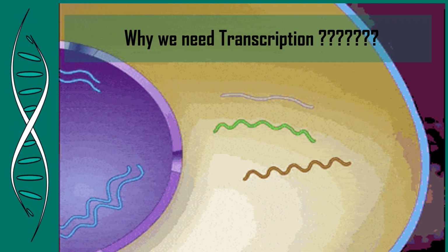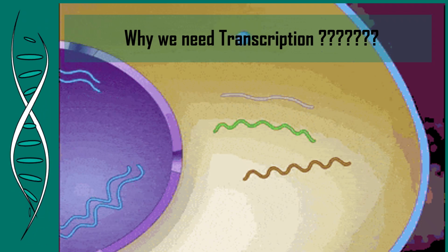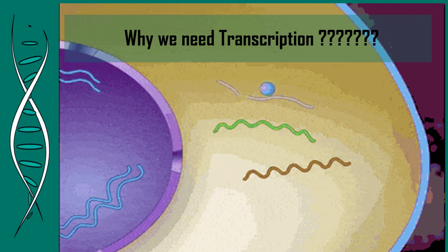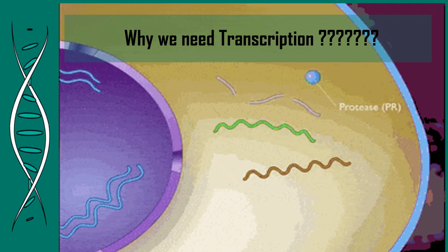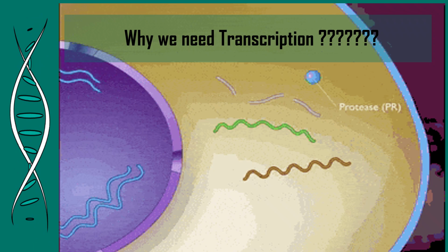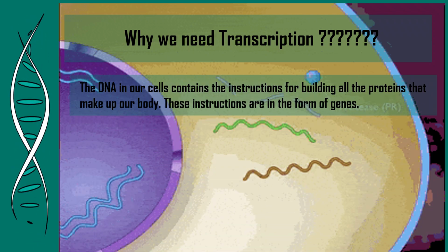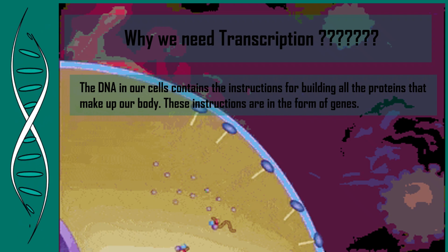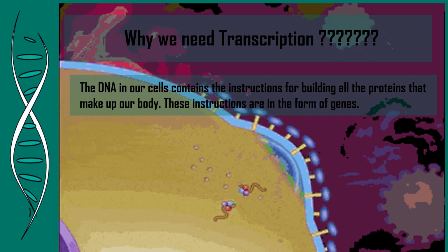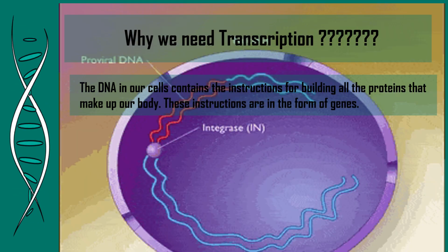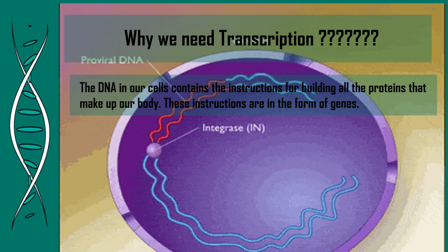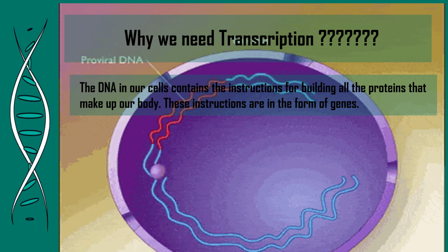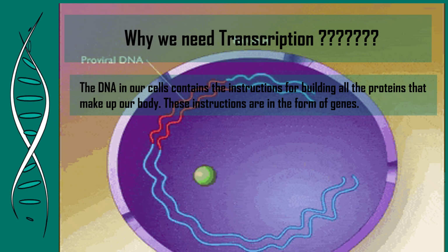But for the synthesis of these proteins, special codes and sequences are required. This information and these instructions are stored in our body in the DNA. The DNA in our cells contains the instructions for building all the proteins that make up our body, and these instructions in the DNA are present in the form of genes. How can we decode these genes?